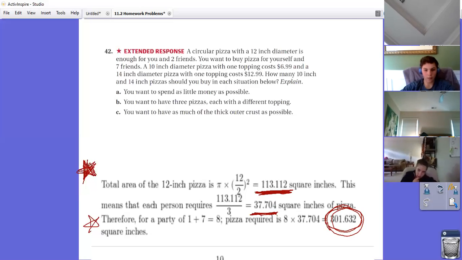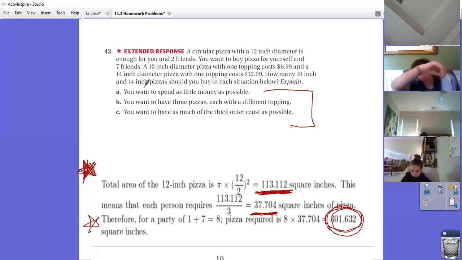Knowing that fact, you can go back up here and play around with how much it would cost. I would go through part A. You need to figure out the area of a 10-inch and the area of a 14-inch, and then figure out the cost. Like, should I buy this many 10-inch or this many 14-inch? And figure out which one would be the cheaper option. So this part right here would be essential in order to answer these questions.